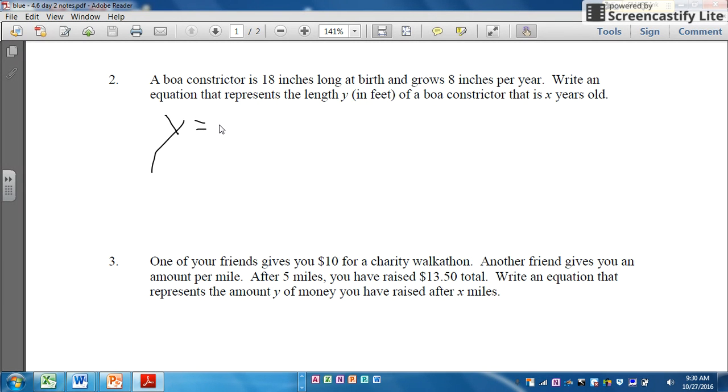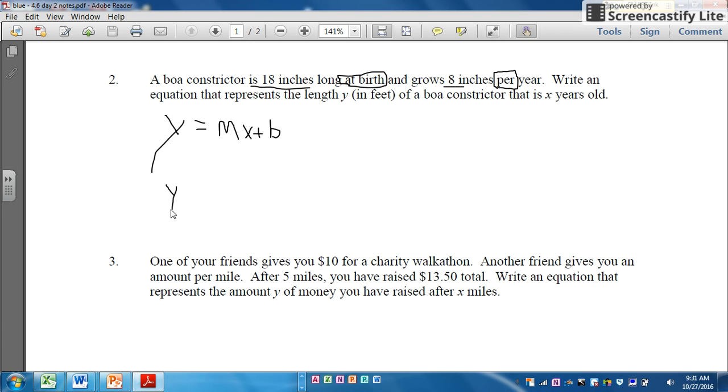y equals mx plus b. All right, so we have a couple of numbers here, so we're going to underline some of the key numbers. We know it's 18 inches at birth. That's a key important fact. And it grows 8 inches, and this is the magic 3-letter word that tells us what the rate is. So 8 inches per year. Write an equation that represents the length in feet of the boa constrictor. So how long is the boa constrictor based on how old it is?